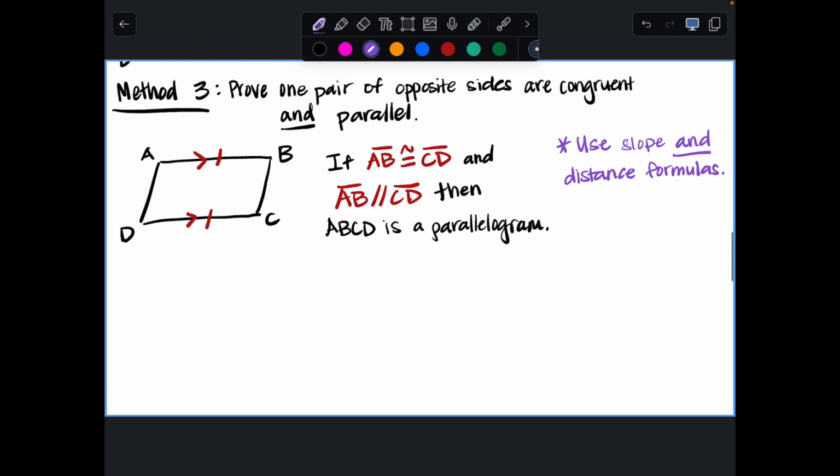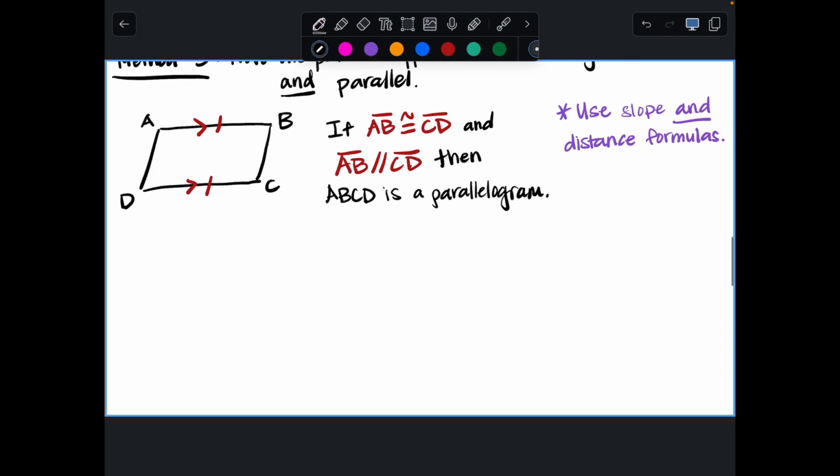Okay, let's do one example. I'm going to use method 3 since it involves both formulas. Again, you will have to use the distance. You're going to have to use all three methods on the practice.